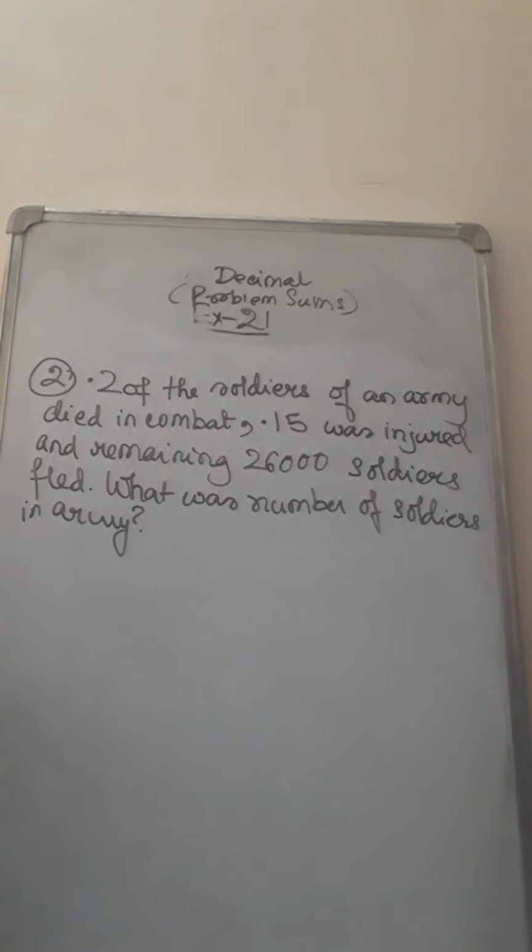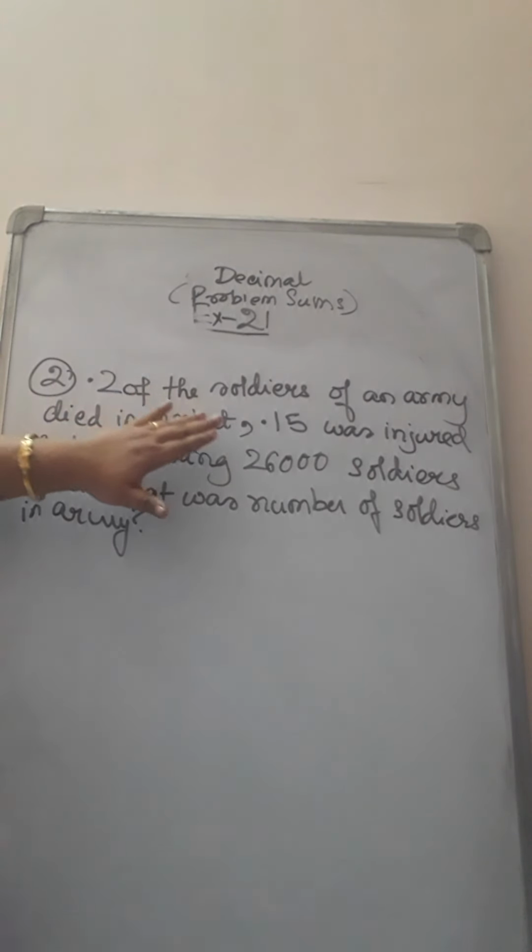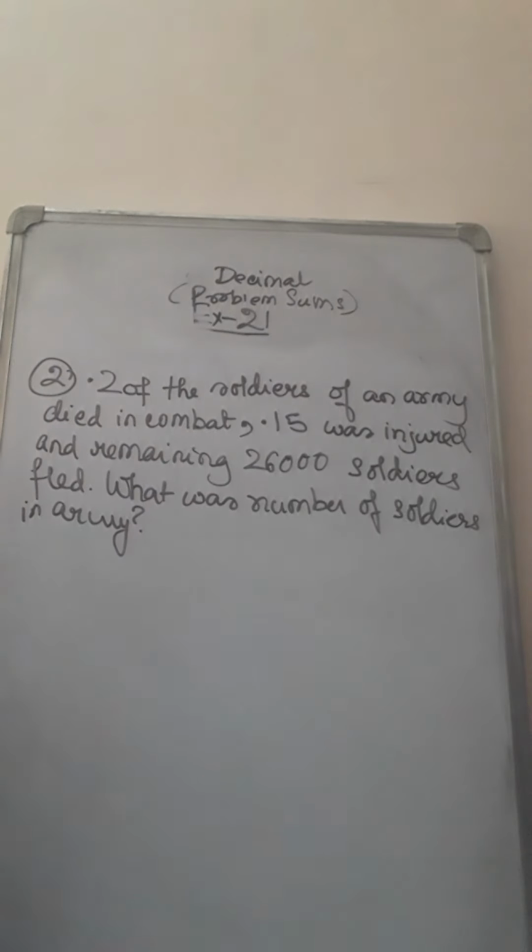Question number 2, understand it very clearly. 0.2 of the soldiers of an army died in combat. So the decimal total is always 1. Since we call it decimal fraction, the fraction total is 1. The decimal total is also 1. So 0.2 of the soldiers died in an army in combat. That means they have died fighting.